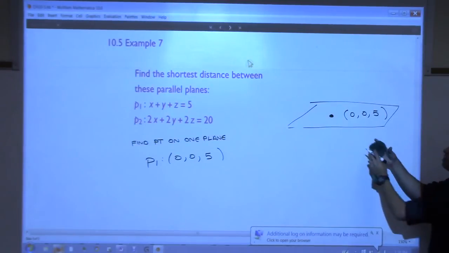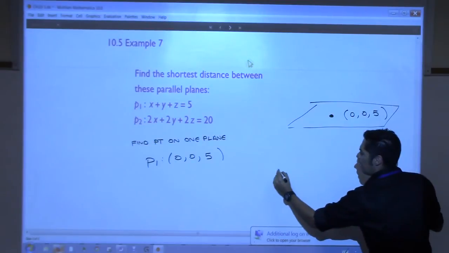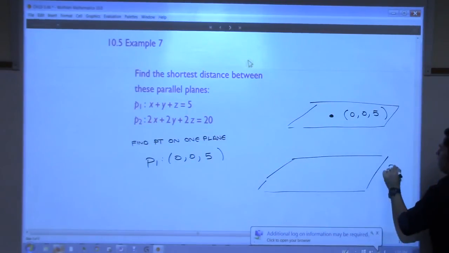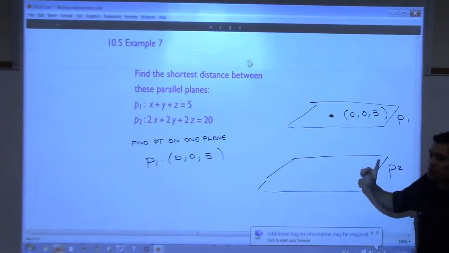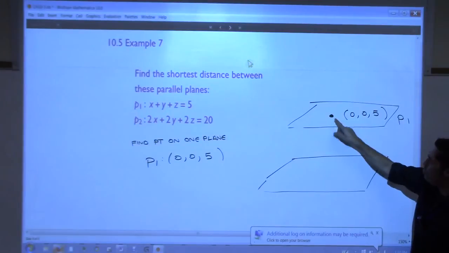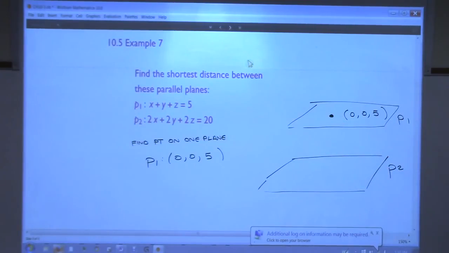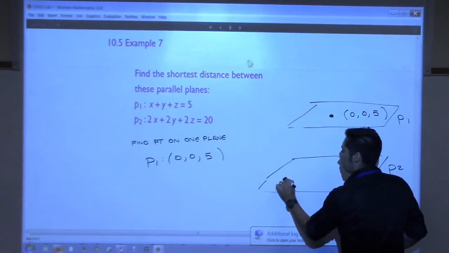The fact that it lives on the whole plane, I don't care about anymore, right? Then parallel to it down here, I have my second plane. Plane 2, here's plane 1. So I'm now trying to find the shortest distance between that point and this plane. So what's the next thing? Find another point on the second plane. Anything I want. So I'm going to find a second point over here.